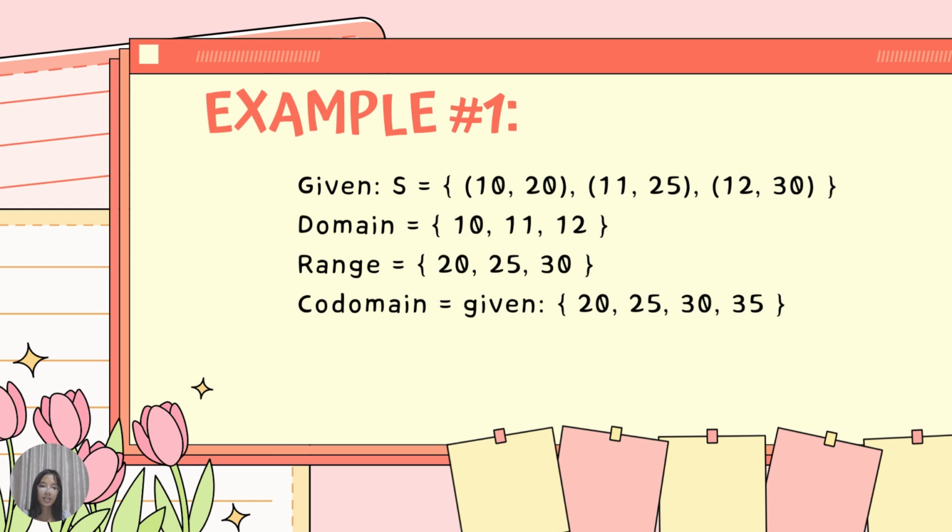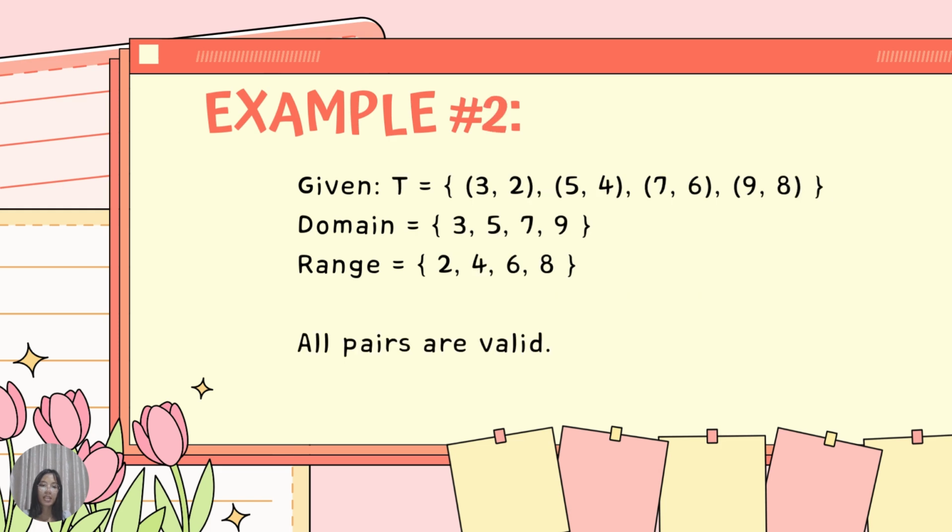So yes. For our second example, we have T is the set of 3 and 2, 5 and 4, 7 and 6, and 9 and 8. The domain is 3, 5, 7, and 9, and the range is 2, 4, 6, and 8. All pairs are valid because every input and output fits the definition of the relation.